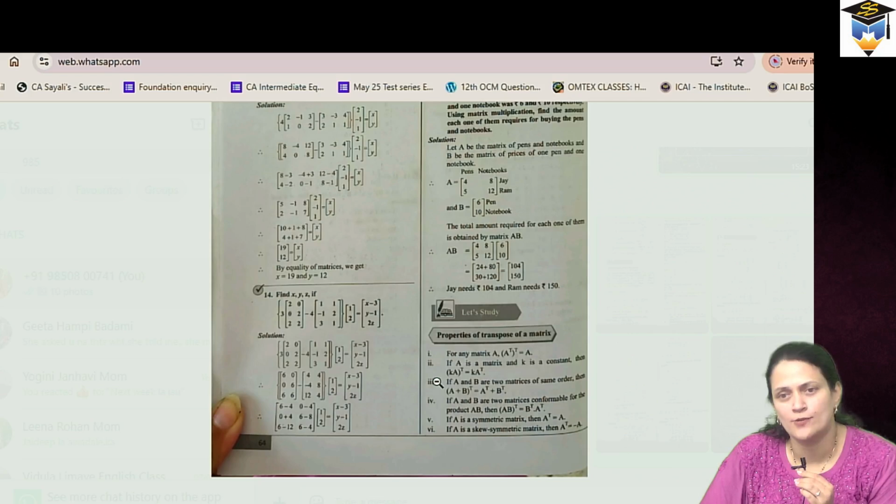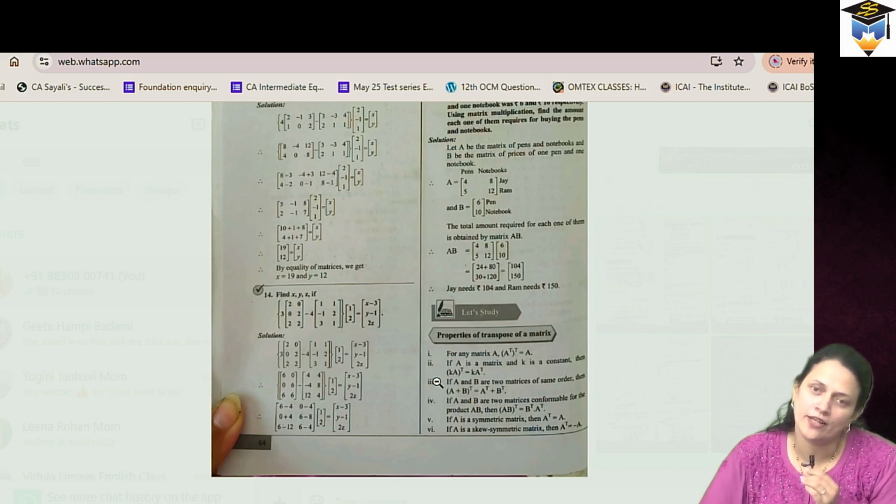A plus A transpose is symmetric. A is symmetric, A transpose is symmetric. So when you add them, it is going to be symmetric. What is the meaning of symmetric matrix? When do we say that a matrix is symmetric?